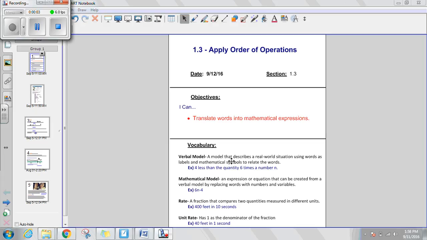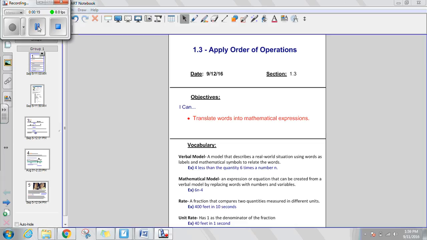Hello, welcome to Intermediate Algebra today. On Friday we had talked about order of operations. So today we're going to pick up with applying order of operations and using them in some real world situations.